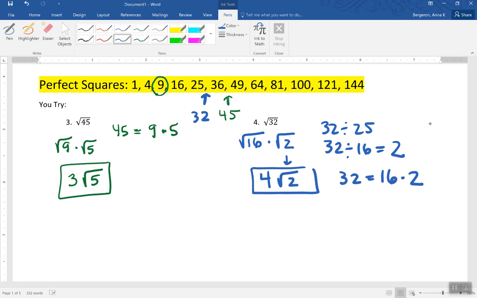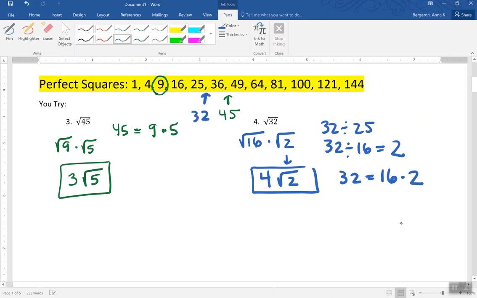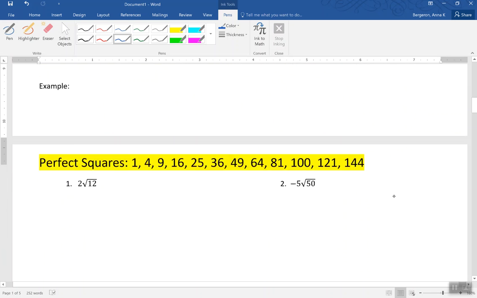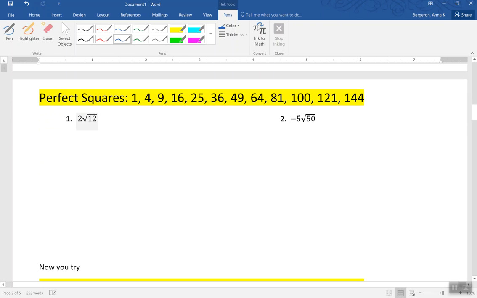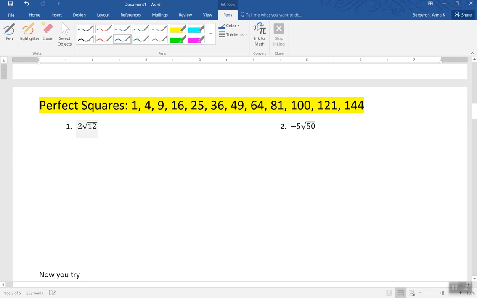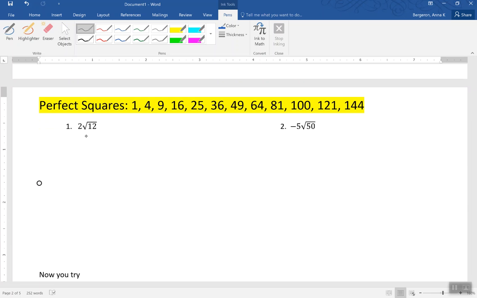All right, let's look at a couple that are pretty similar. They're going to have a number in the front. If we look at number 1 here, it has that number in the front. It's not going to change how we simplify the radical. It's just going to change what the number on the outside is. So first I want to simplify the square root of 12. So I'm looking for the largest perfect square that goes into.